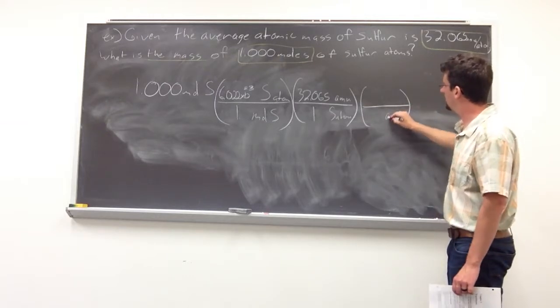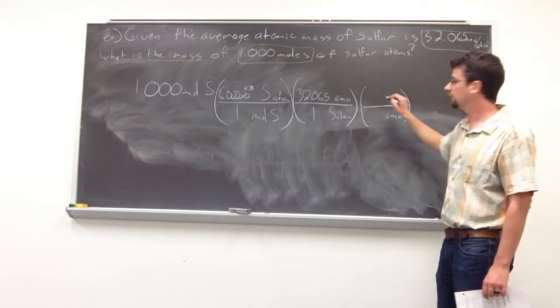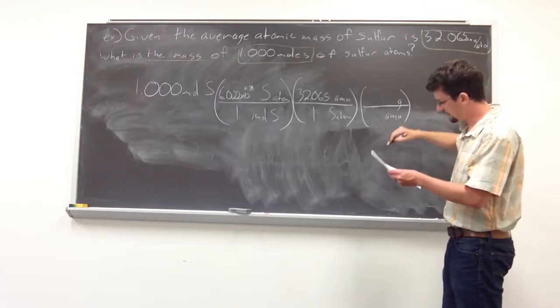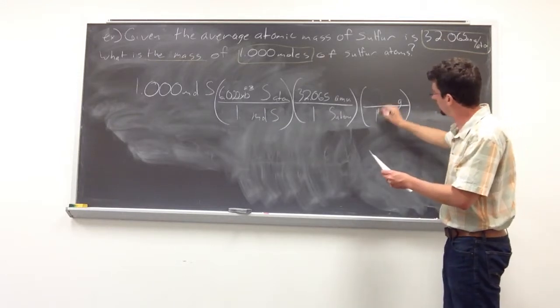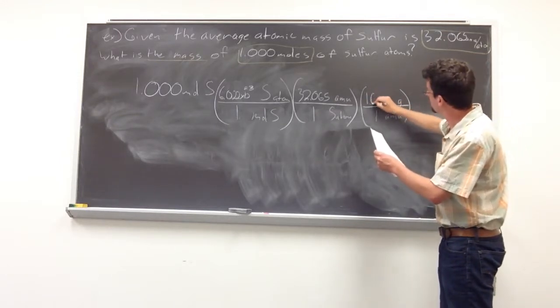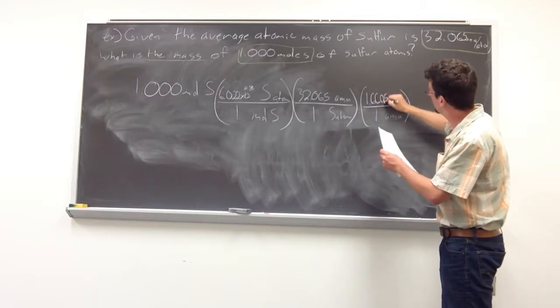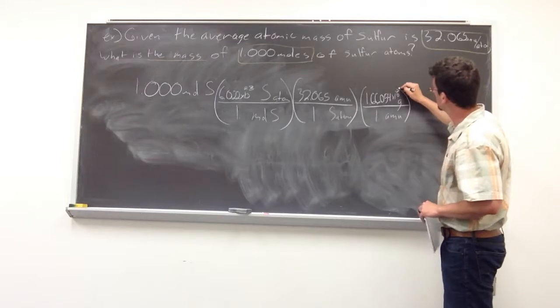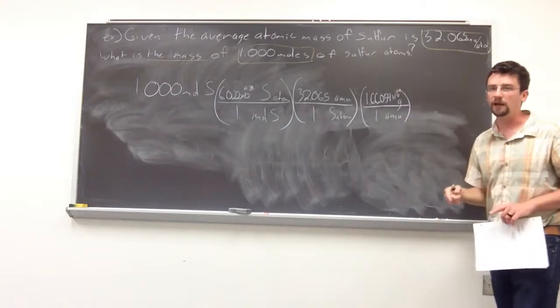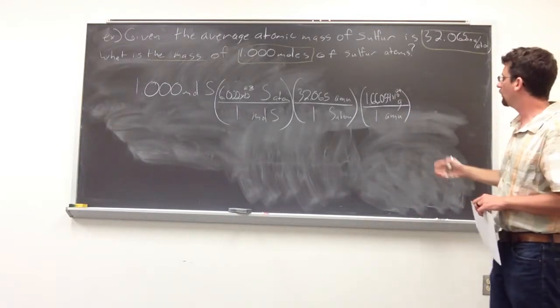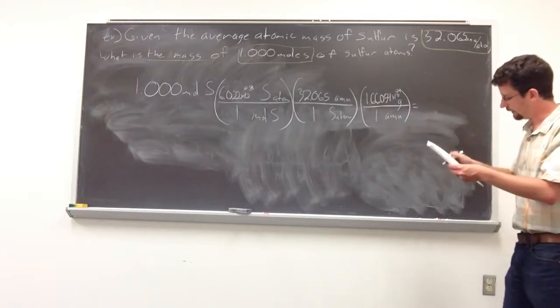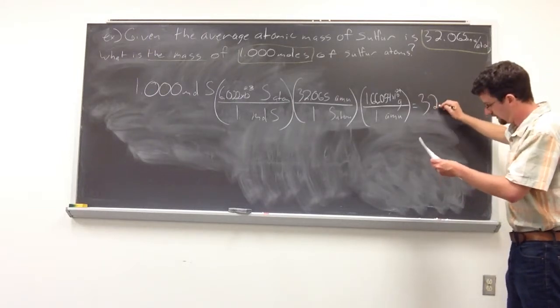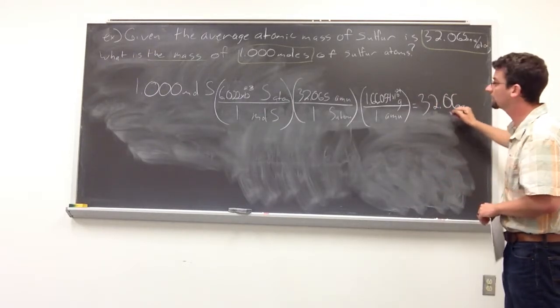Okay, but we're still not in grams yet, so let's convert over to grams. We know we have to have AMU in the denominator here. We'll convert to grams in that case. You can look this conversion up, but for every 1 AMU, it's 1.66054 times 10 to the minus 24 grams. Okay, when we multiply that through, the result I get is 32.06 grams.